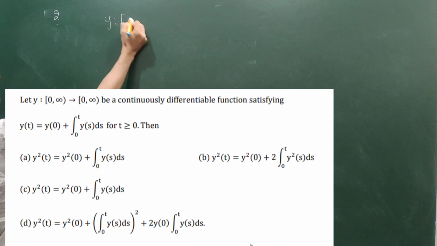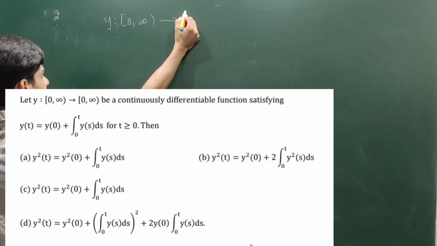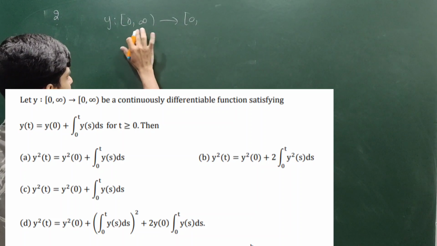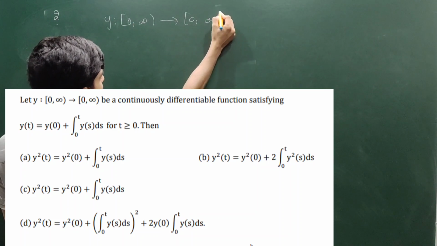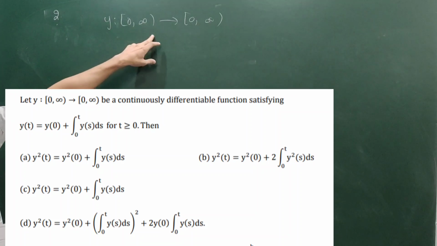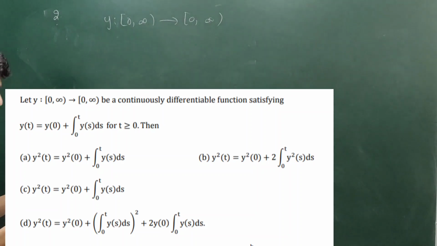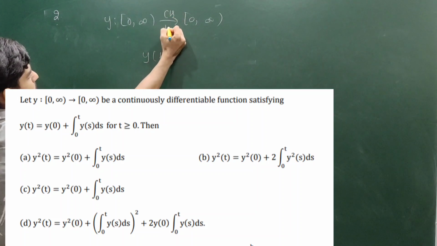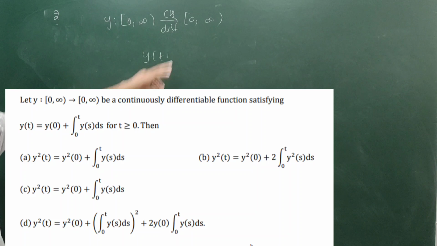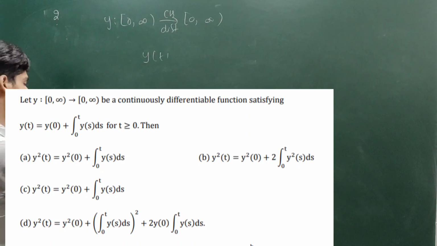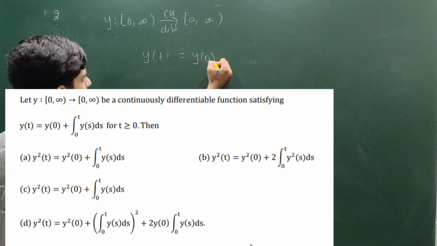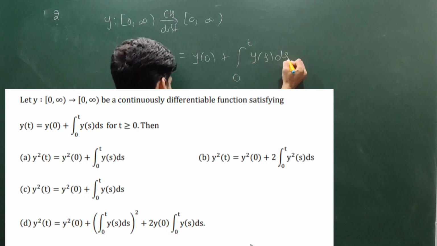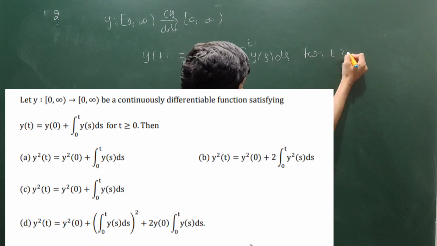Your y is defined as an integral from 0 to infinity. y is defined from the closed interval [0, infinity) to [0, infinity). So it is defined from R plus union 0 to R plus union 0. Let it be a continuously differentiable function. They have given that it is continuous and differentiable, so you can make use of the property of differentiability. Your y(t) is given by y(0) plus the integral from 0 to t of y(s) ds for t greater than or equal to 0.